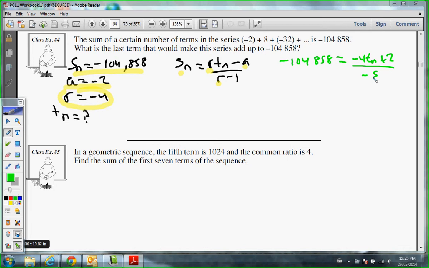And then from this point, we're into our algebra. We got to solve for T sub N. So I got to multiply -5 to both sides to get rid of the -5. Okay, and then that gets you 524,290. -4 Tn plus 2. I'm going to -2, divide by -4 now. I'm just solving for x. This right here is like my x.